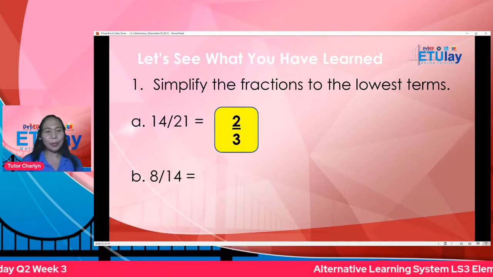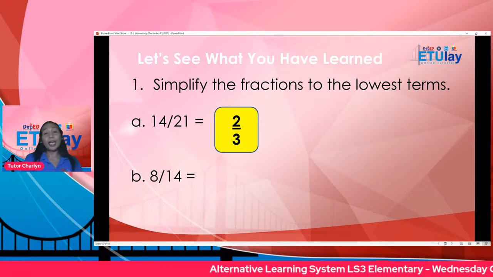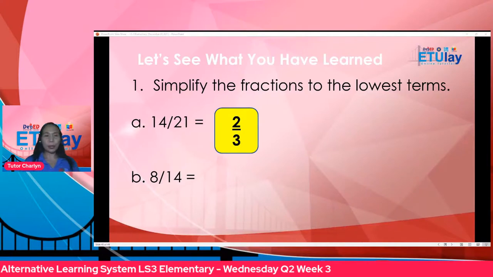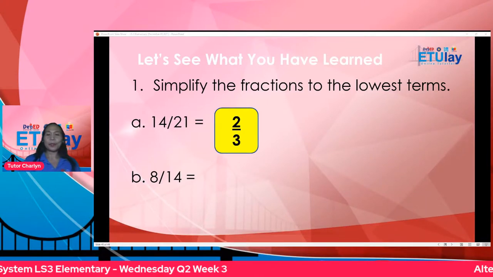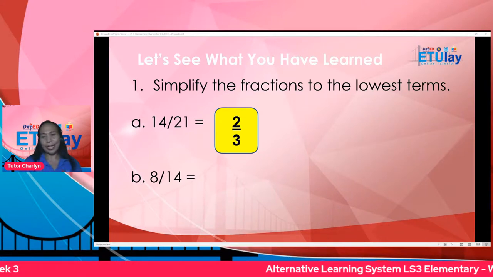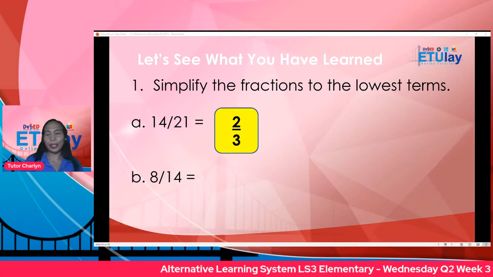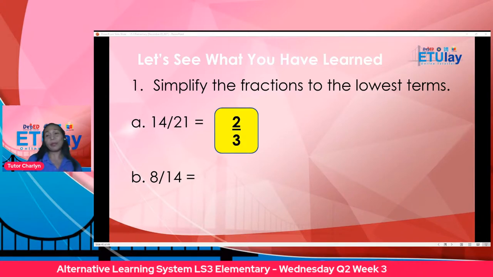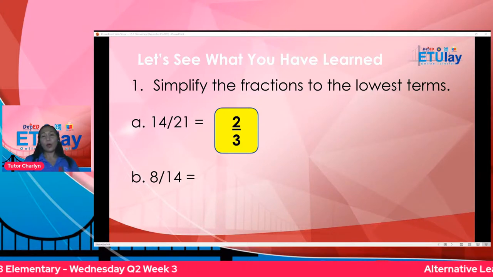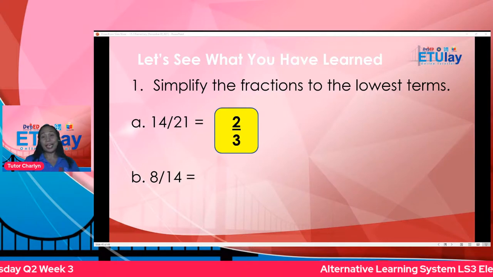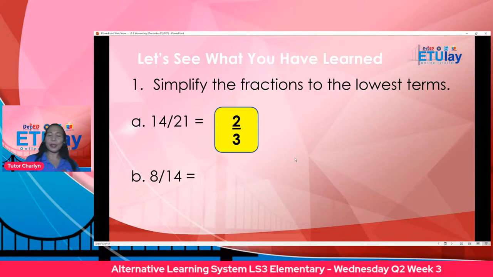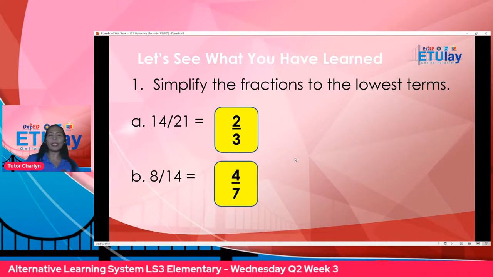Congratulations. How about letter B, 8 over 14? Ano sa palagay ito ang tamang sagot? Ano yung lowest term ni 8 over 14? Okay, good job. How about 8 over 14? 4 over 7. Okay, how about the others? Okay, may sagot na silang 4 over 7. So the correct answer is 4 over 7.